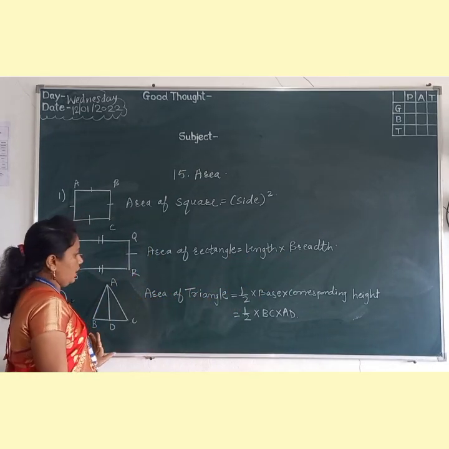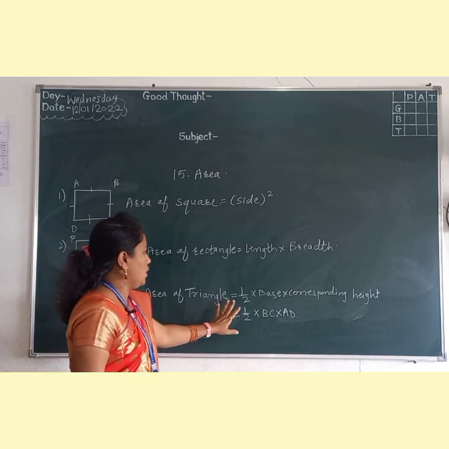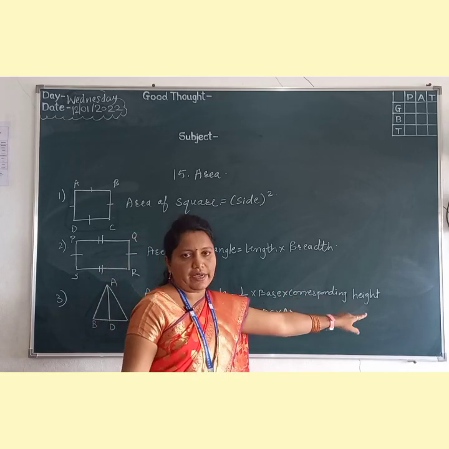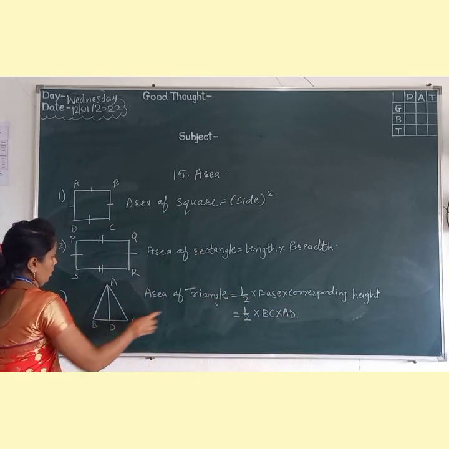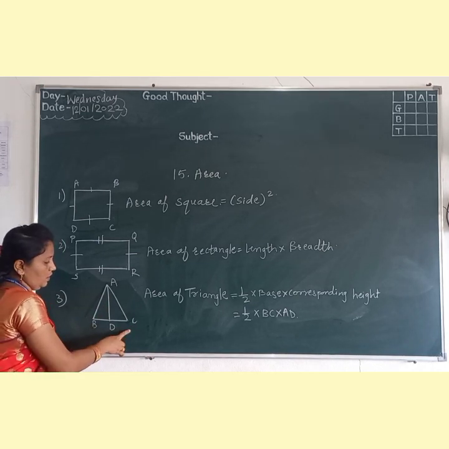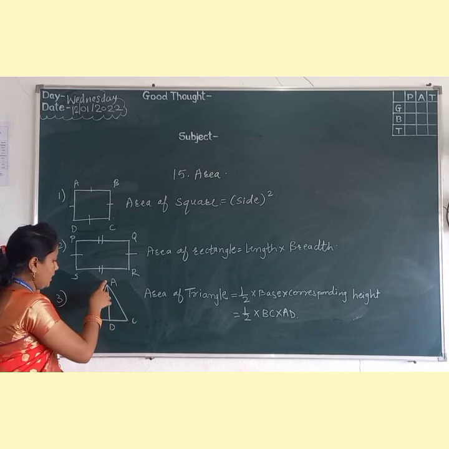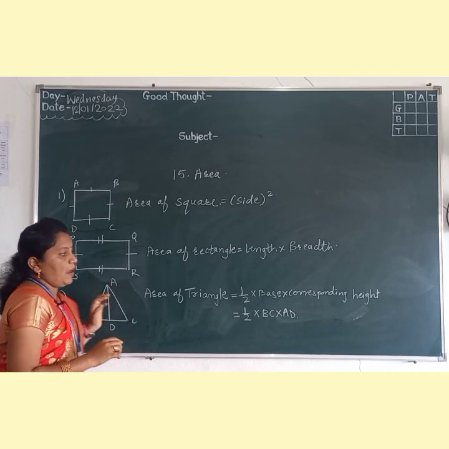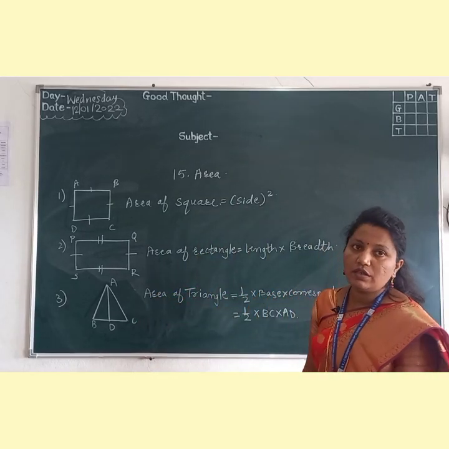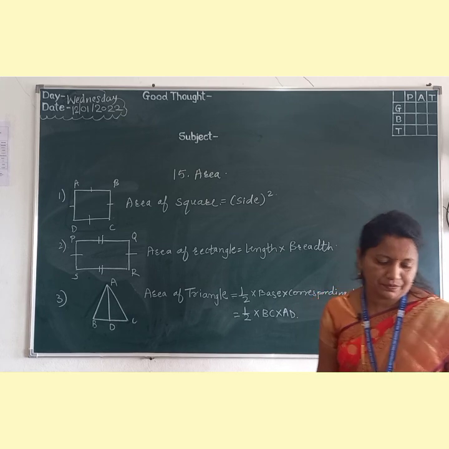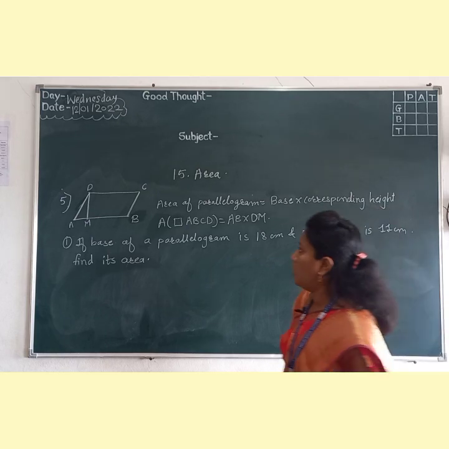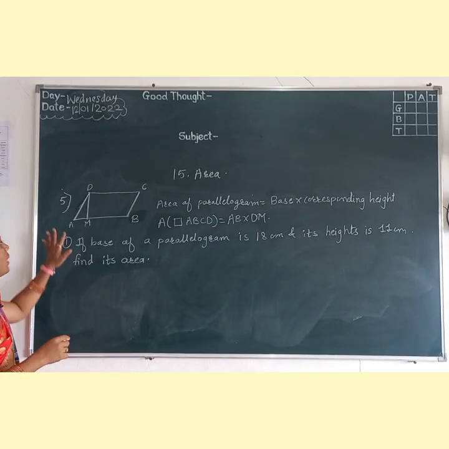And the third one is the area of triangle. The area of triangle equation will be 1 upon 2 base into corresponding height. As you see in that figure, 1 upon 2 base is BC, and the height is AD. By using this formula we calculate the area of different mathematical shapes. Okay, next mathematical shape is a parallelogram.